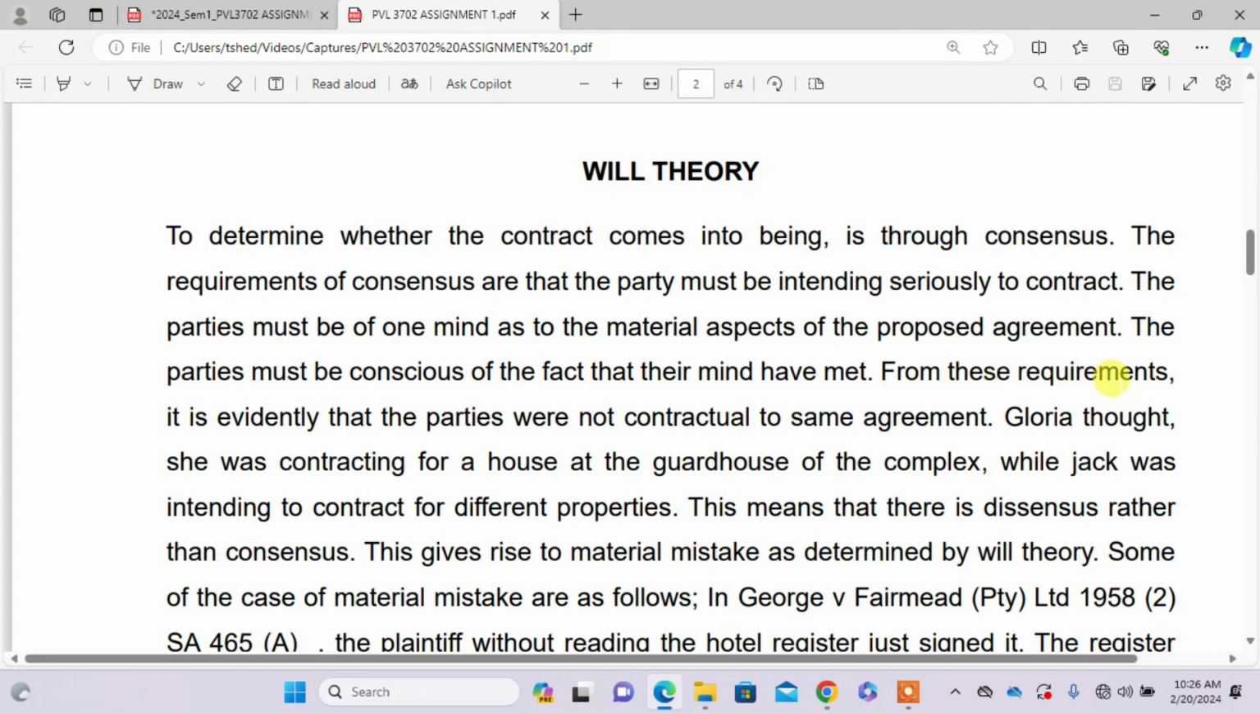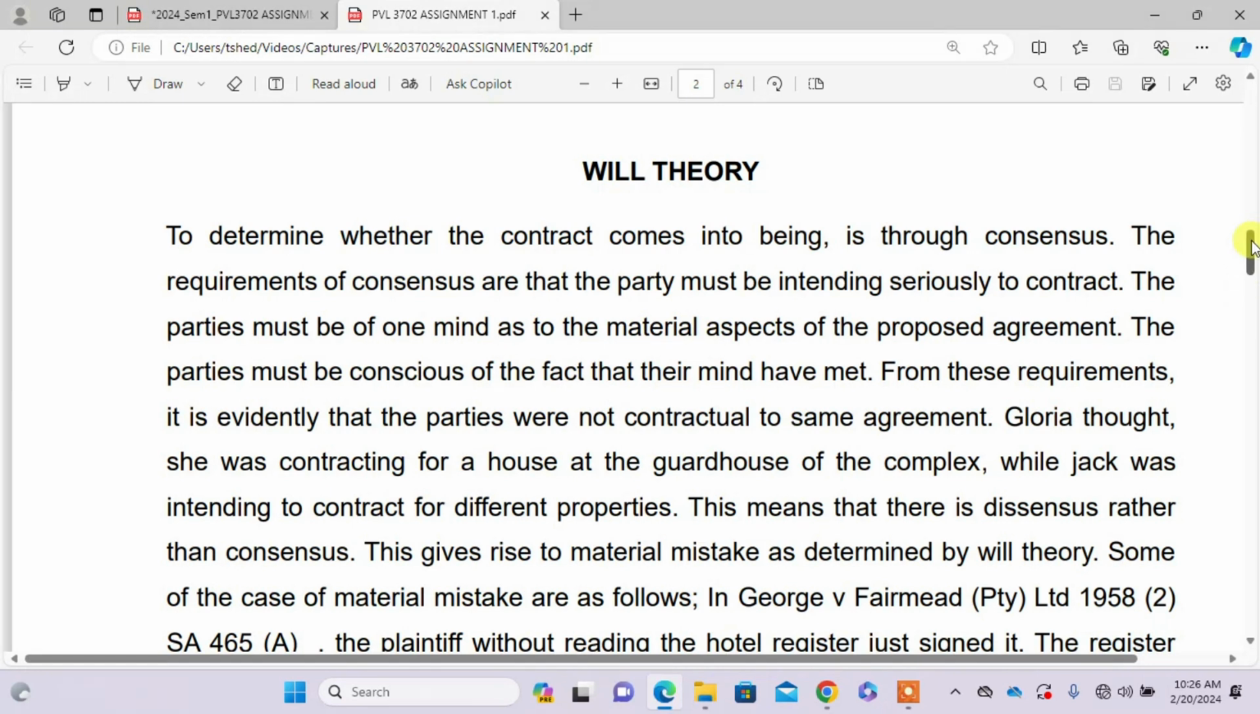From these requirements, it is evident that the parties were not contracting to the same agreement. Gloria thought she was contracting for a house at the guardhouse of the complex, while Jack was intending to contract for different property. This means that there is a dissensus rather than consensus. This gives rise to material mistake as determined by the will theory. Some of the cases of material mistake are as follows.